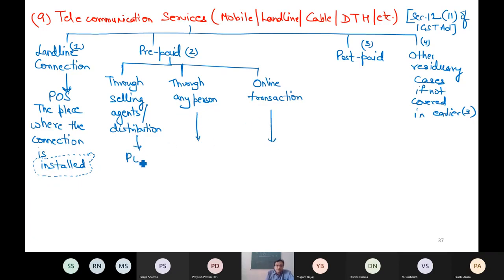Now, what is the place of supply when the recharge is done through an authorized selling agent? Because when someone is an authorized selling agent, the address of the selling agent must be existing in the records of the company who is the service provider of this mobile. Like if I have the Airtel connection and I am doing the recharge through an authorized selling agent of Airtel, Airtel must be having the address of this selling agent office. So the place of supply will be the address of the selling agent.